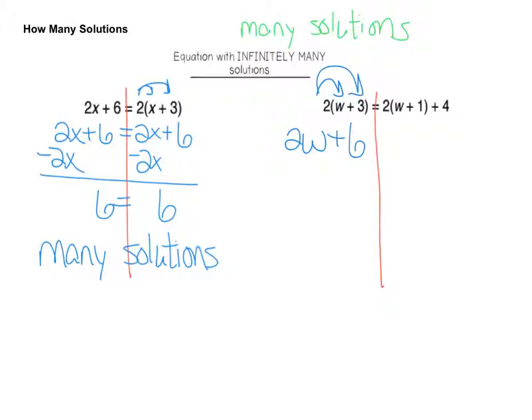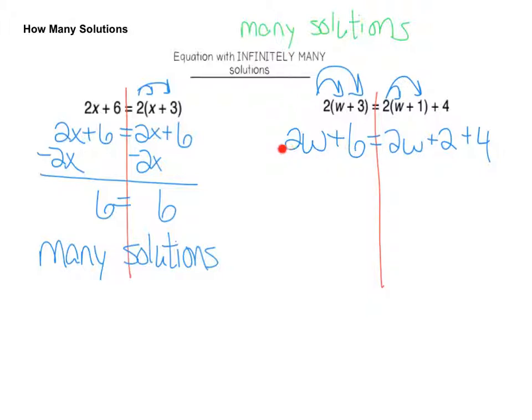No problem. Now, over here, on the right, I've got distributive property right here. So 2 times W, don't forget your equal sign, is 2W. 2 times 1 is 2. Then I've got this plus 4 out here. So what do we do after we look at both sides for distributive property? We have to look at both sides for combining like terms.